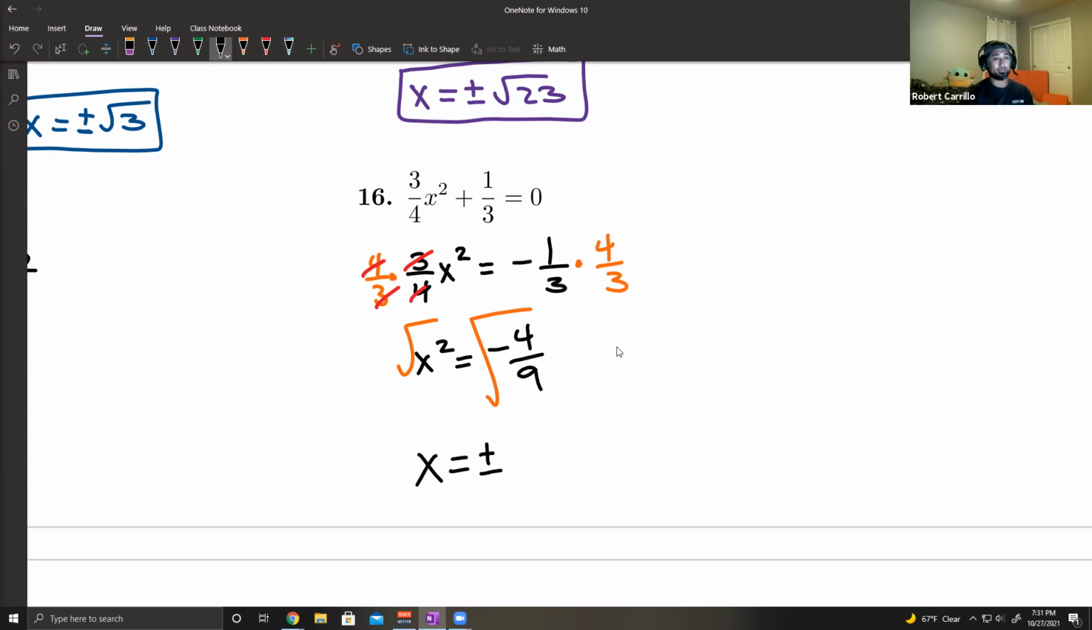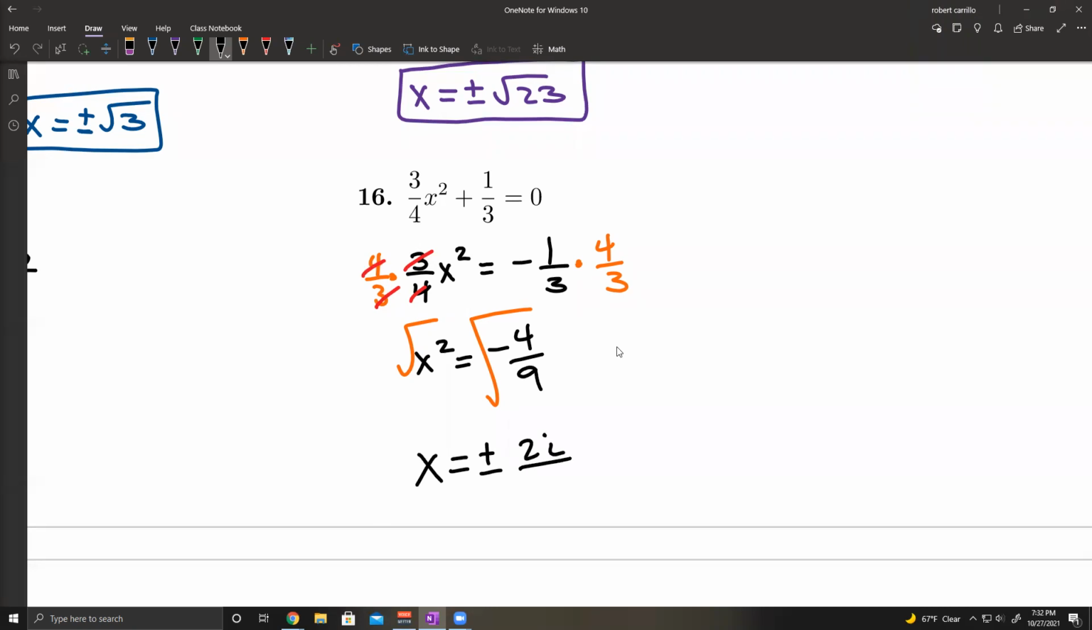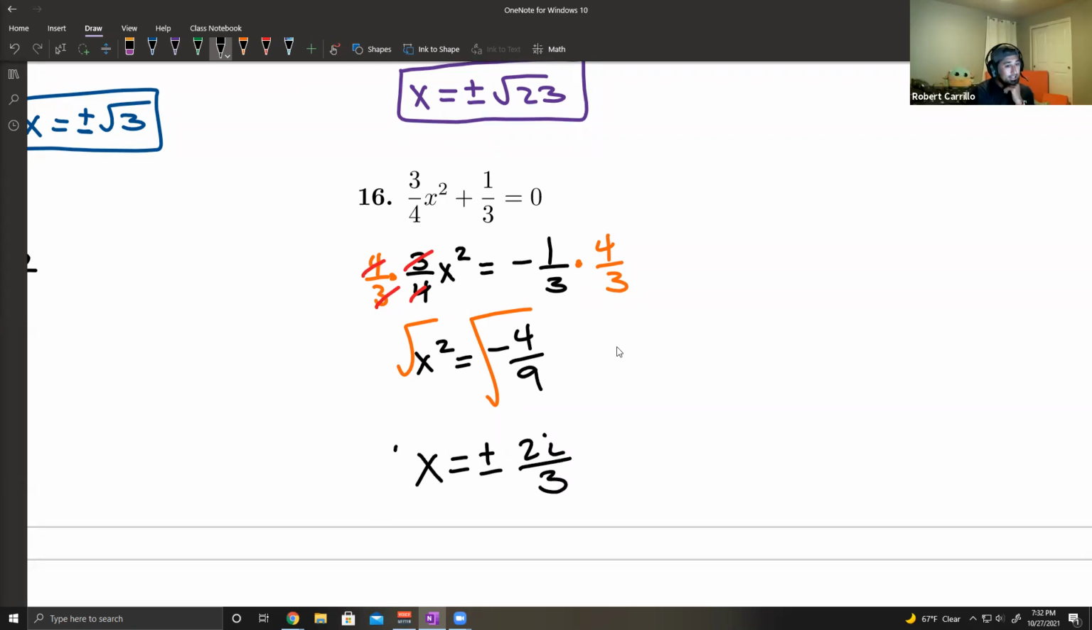What's my answer? It'll be the square root of -4/9. What is the square root of -4? 2i. What's the square root of 9? 3. That's it.